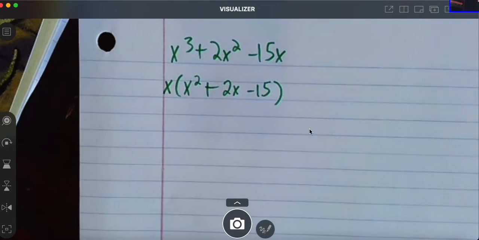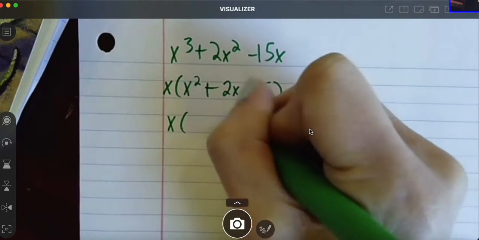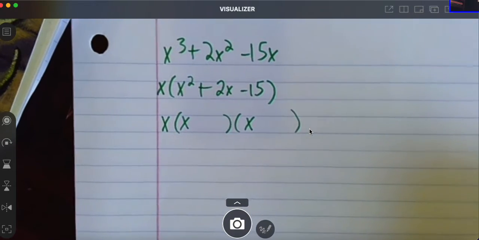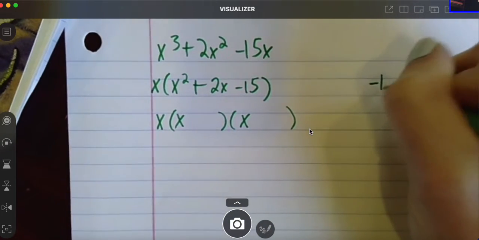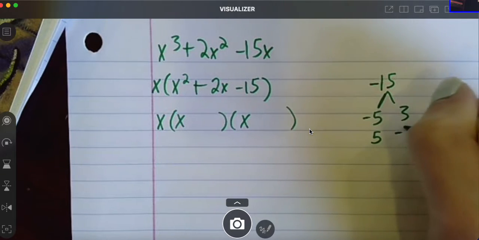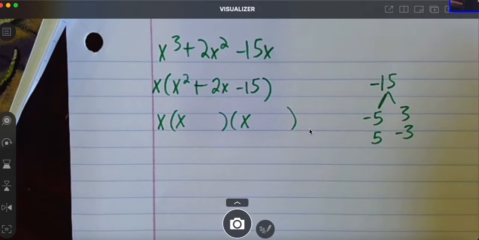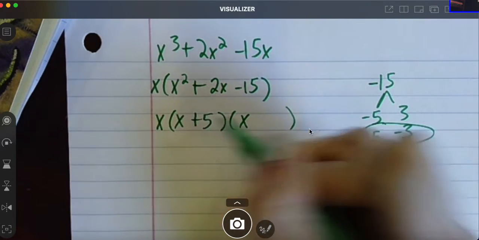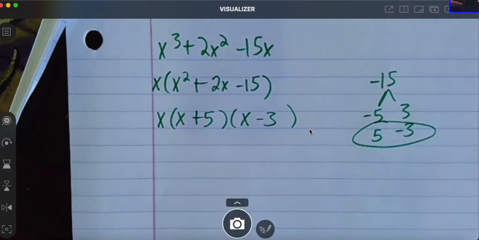All right, now I need to factor it one more time. And you'll see that on your answer choices. It needs to be factored again. And yeah, you're going to put your x's. What times what is a negative 15? Like negative 5 and 3, 5 and negative 3. But what adds up to the positive 2 is this right here, the 5 and the negative 3.